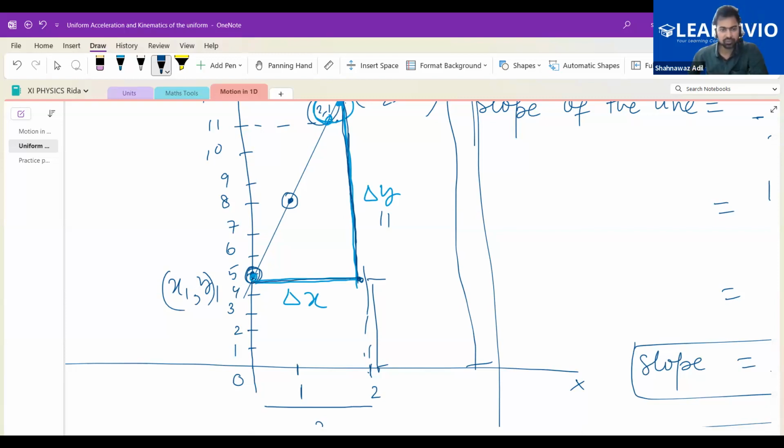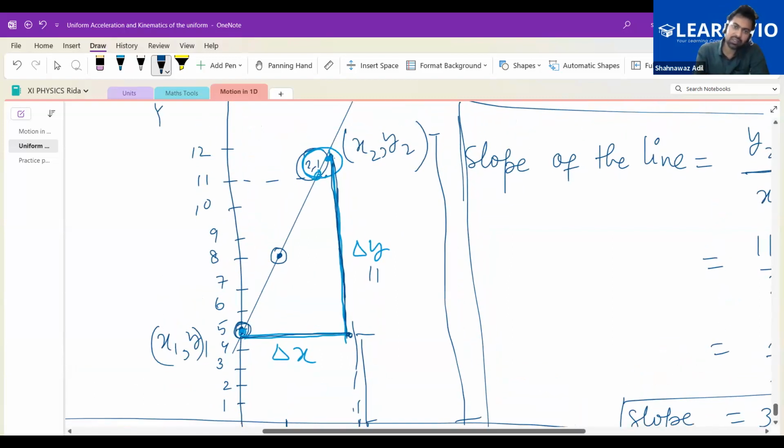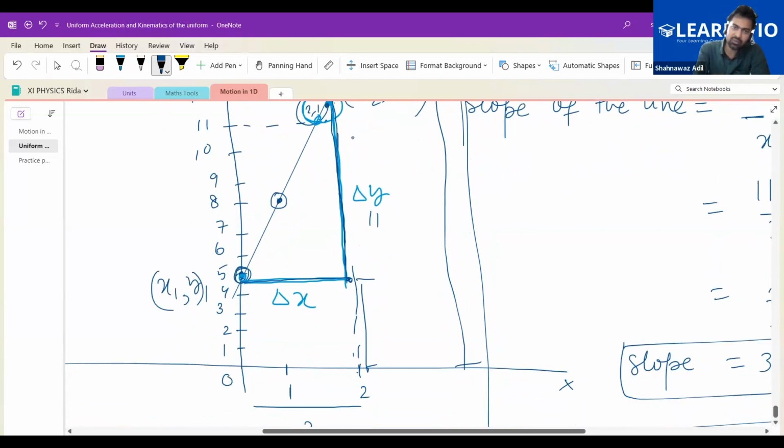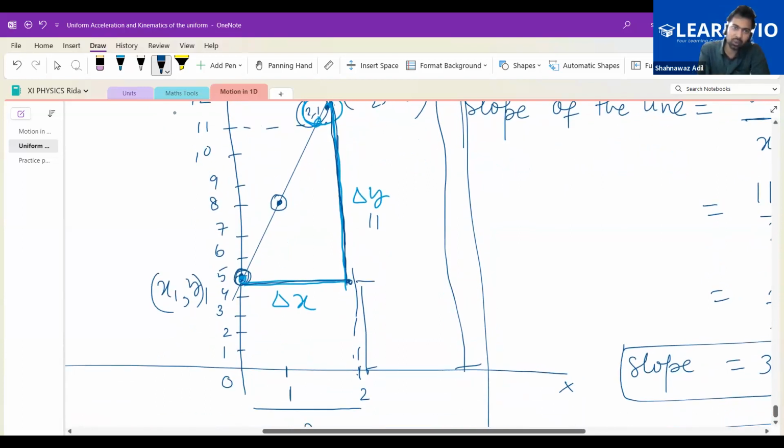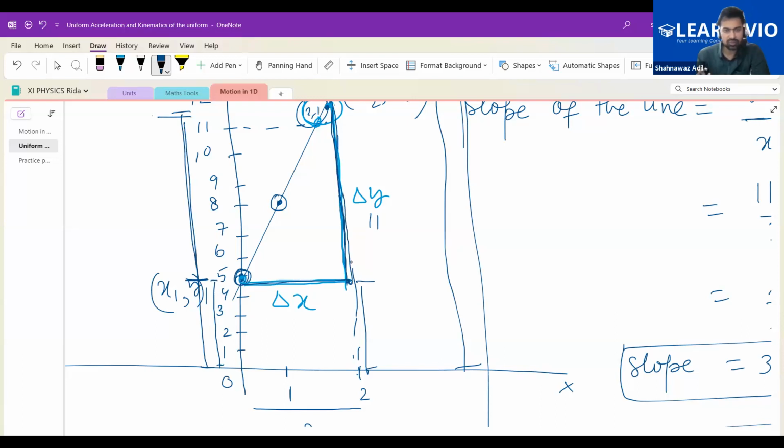Right. Okay. And this point is this one. So this has this y. This is the whole y. Right. And this was the initial y. This is the initial y. Clear? Yeah. So the change is this one. This is the change. Clear?